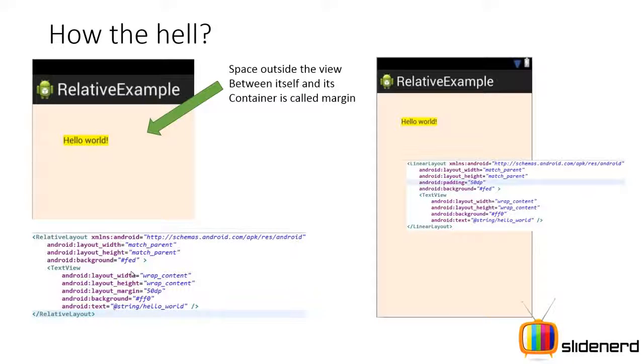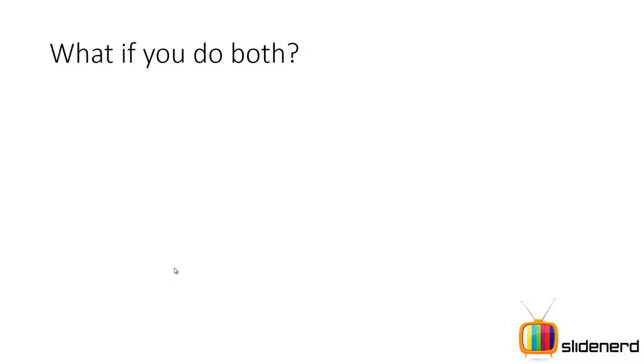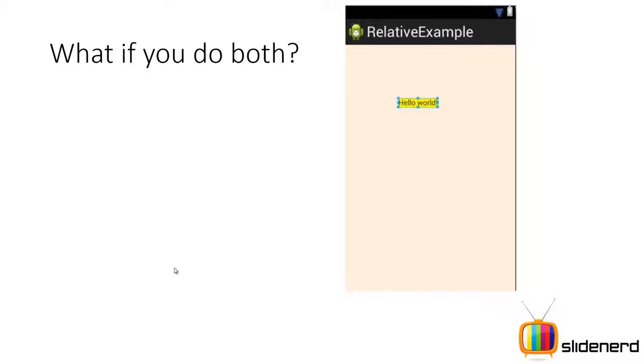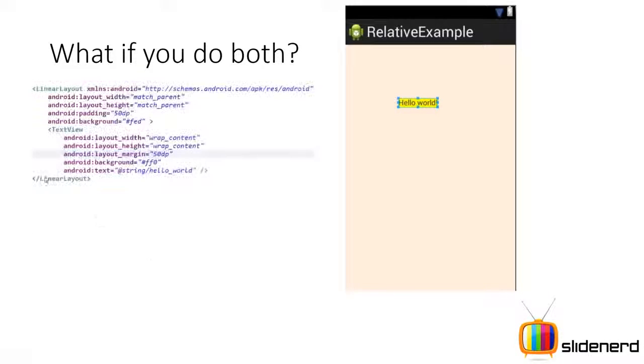And remember this one very importantly. Now what if you do both of them at the same time? Let's see what happens. Here I have some code. I have a linear layout with a padding of 50 dp, and the text view has a margin of 50 dp. So in this case, the linear layout is trying to push the text view 50 dp inside because of this padding from all four sides. And the text view also says, hey, stay away 50 dp from me from all four sides. Let's actually see how that looks.